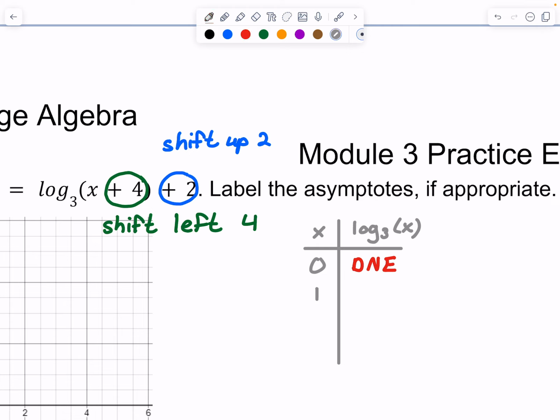Then you could try 1, and that's asking what power do we have to raise 3 to in order to get 1? Well, the answer is 0. You raise 3 to the 0 power in order to get 1. You could try 2. You'll get some weird decimal. I wouldn't worry about it.